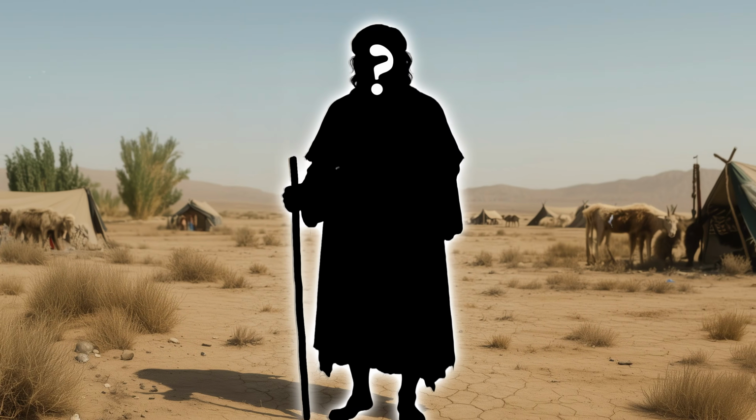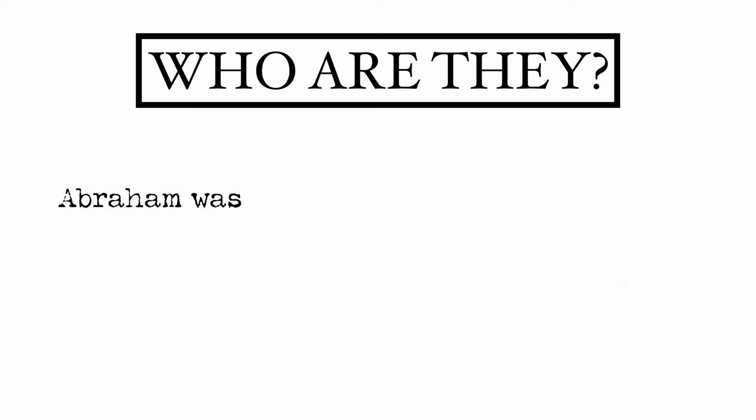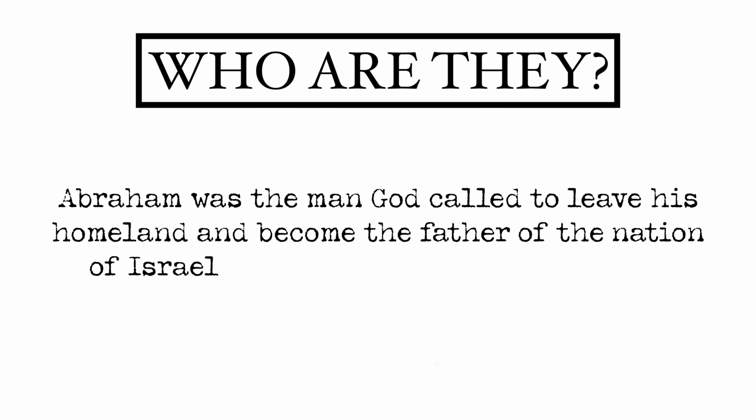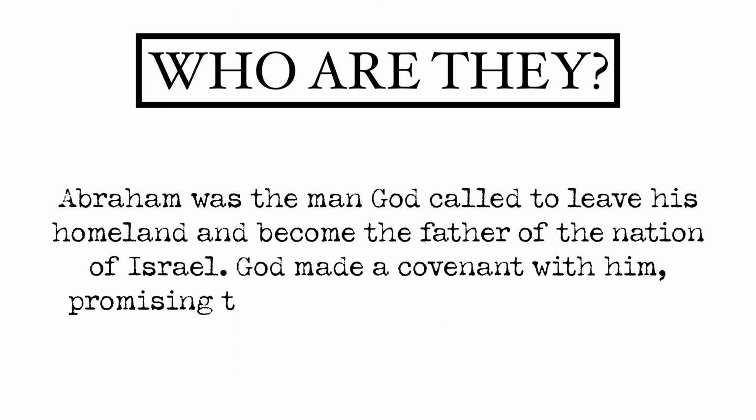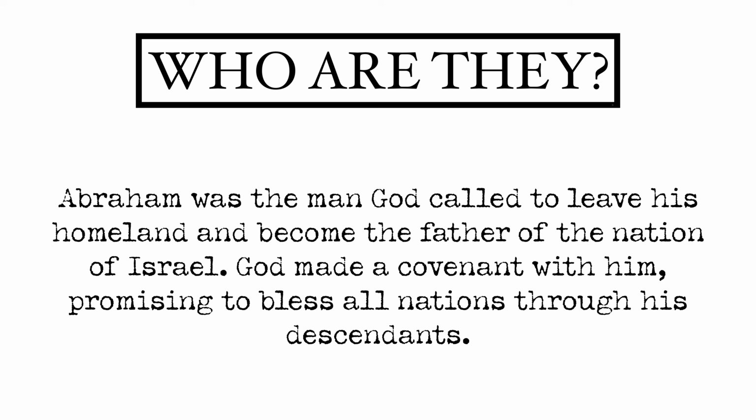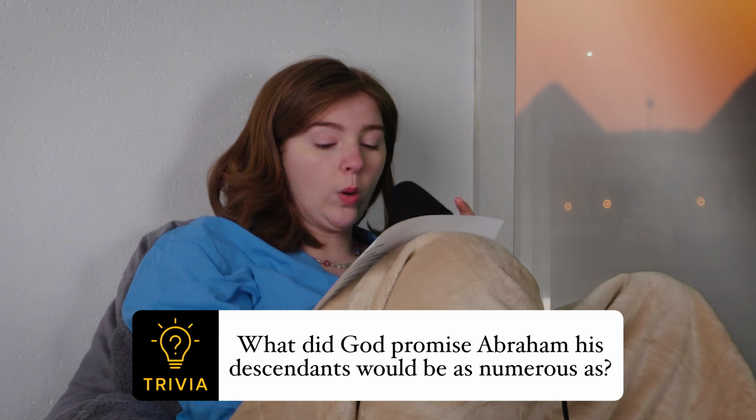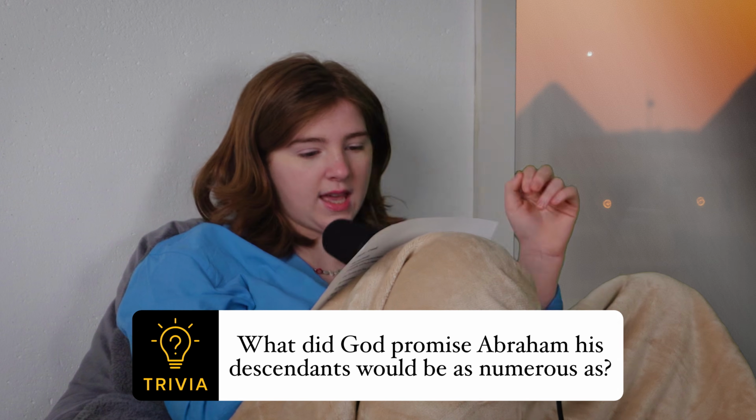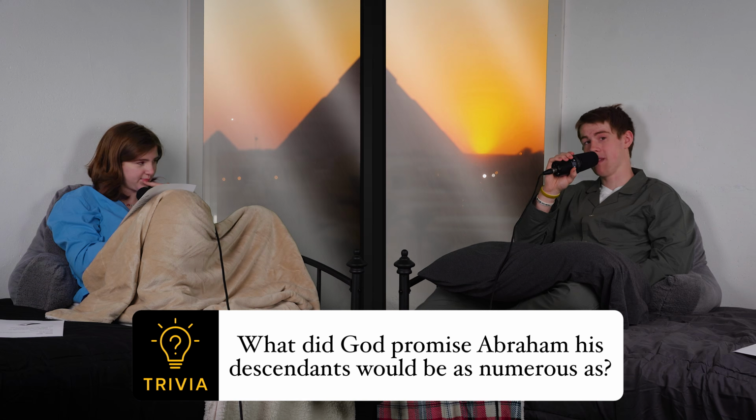Moving on to the next character, which is Abraham. Abraham was the man God called to leave his homeland and become the father of the nation of Israel. God made a covenant with him, promising to bless all the nations through his descendants. Creed, I've got a quick trivia question for you about Abraham. What did God promise Abraham his descendants would be as numerous as? We'll answer that after we see the photo. Here is Creed and my best guess on what Abraham might have looked like.